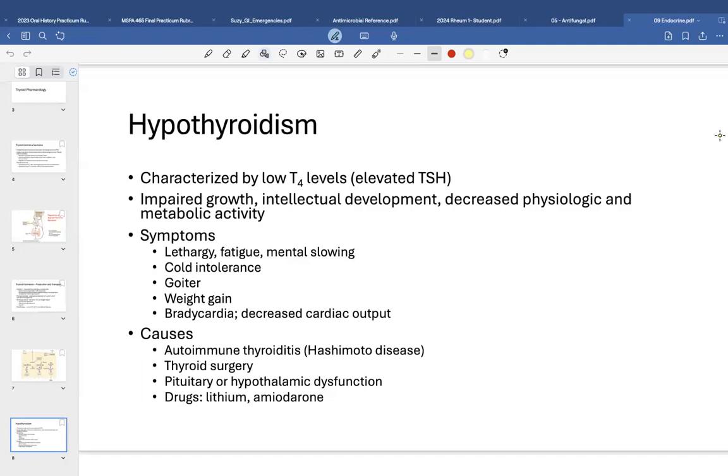Hypothyroidism can be caused by autoimmune disease. It can be caused by thyroid surgery, pituitary or hypothalamic dysfunction, which is further upstream. And then there are certain medications such as lithium and iodine. Noticed in the previous slide, lithium is another drug that blocks the release of peroxide. So that is why lithium is indicated as a cause.